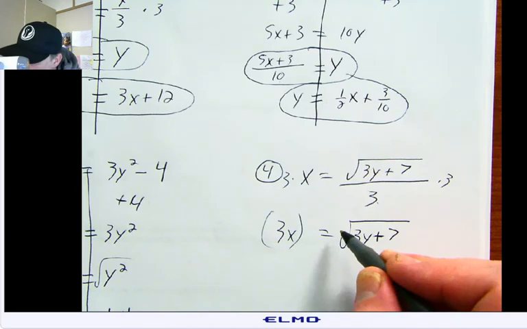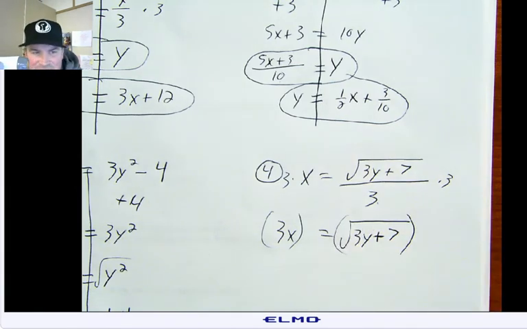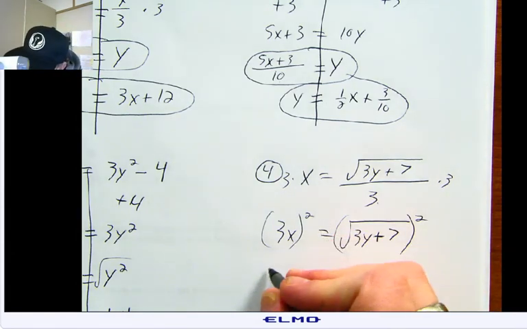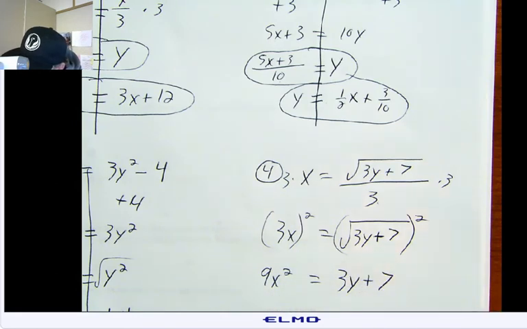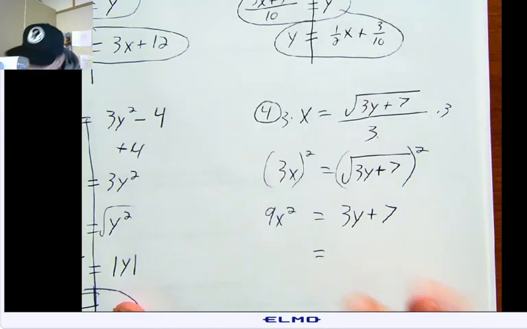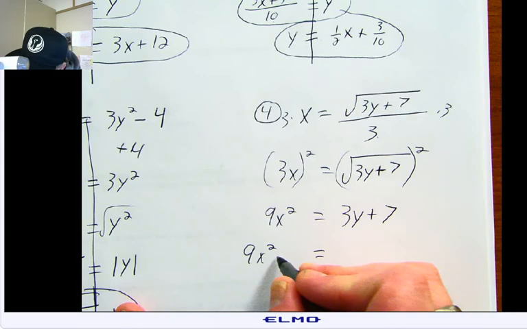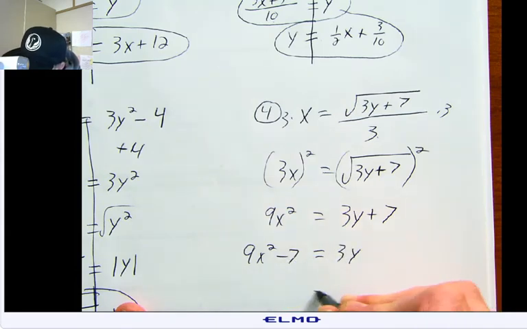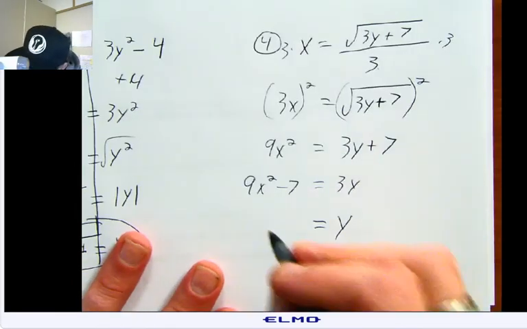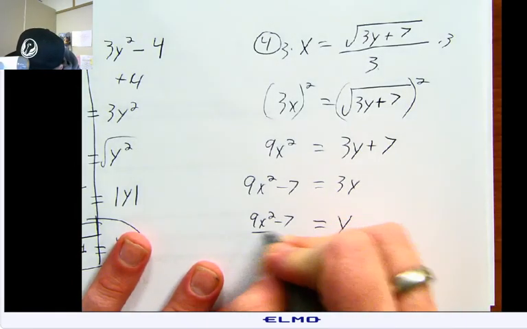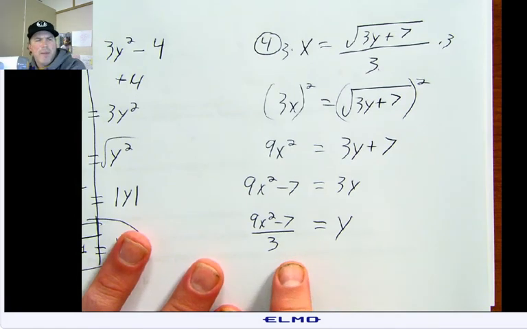Now I have the square root isolated on one side, and you undo a square root by squaring. I square 3x, that becomes 9x squared. The other side, 3y plus 7. And then, let's see, subtract 7 from both sides. So 9x squared minus 7 equals 3y. Divide everything by 3, and I'd end up with 9x squared minus 7 all over 3. And I would leave my answer like that.